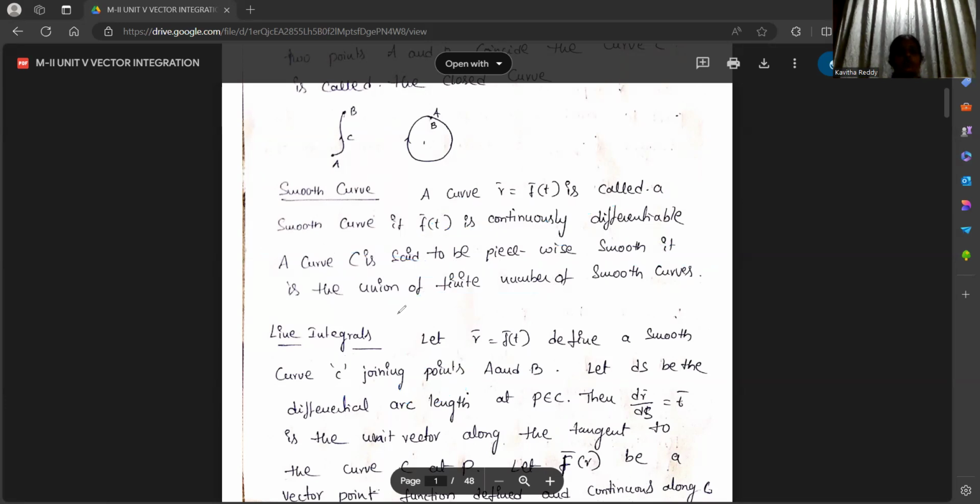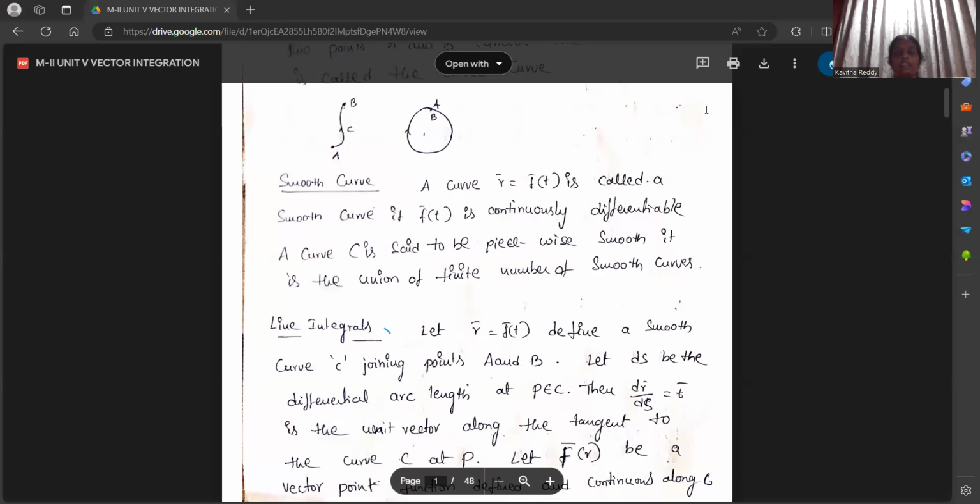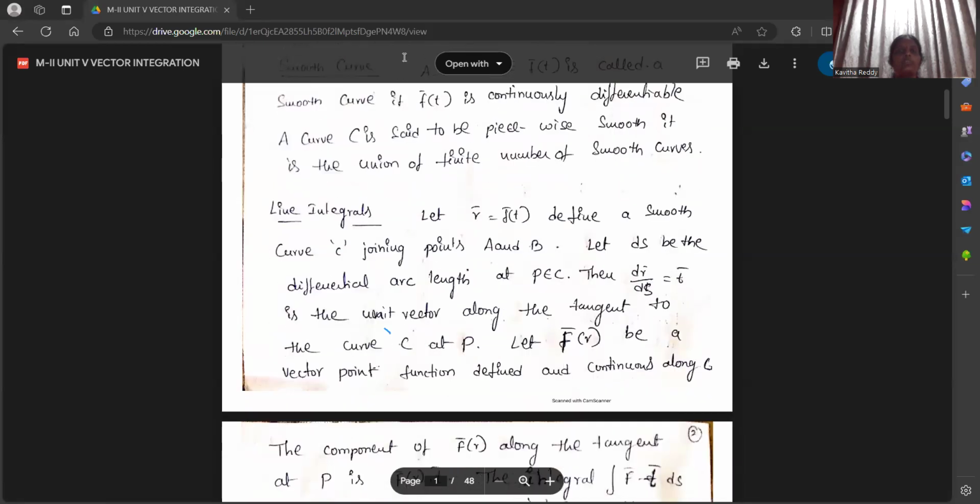Okay, then we'll go to the line integral. In vector integration, first we'll discuss the line integral, after that the surface integral and volume integral. What is the line integral? Let r bar equal to f bar of t define a smooth curve C joining points A and B. Let ds be the differential arc length at P. The integral is from A to B.